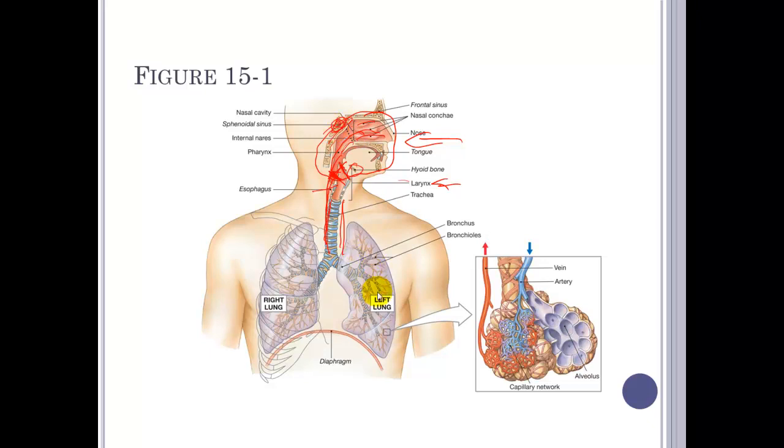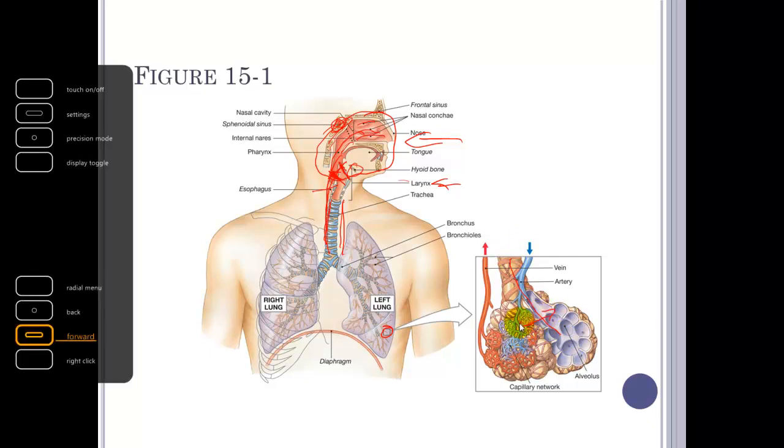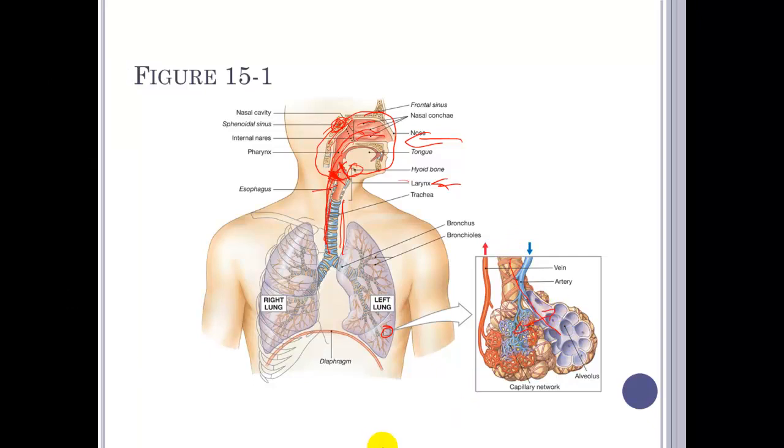When we talk about the alveoli, we're talking about the smallest portion. You have veins and arteries that are encompassing these alveolar sacs. As oxygen comes in, gas exchange occurs so that we oxygenate the blood that's coming in and expel the CO2 that's going out.